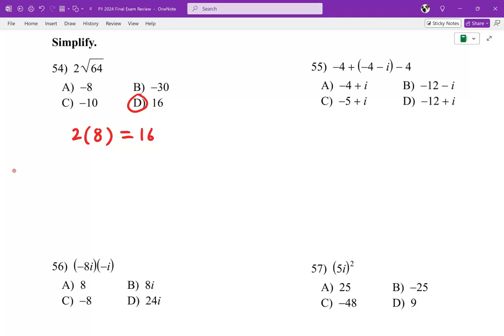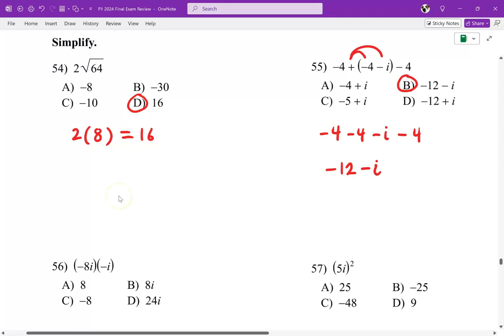So that's 54. Number 55, they just want you to simplify as much as possible. So this becomes negative 4 plus a negative 4. So that's minus 4 plus a negative i. That's minus i minus 4. So negative 4 minus 4 minus 4 is negative 12 minus i. That's B. If you're wondering why I didn't change any of the signs when I distributed the positive, a positive never switches signs, only negatives. If I was distributing a negative, then I would have switched the signs of the terms on the inside. The positives don't do anything, in terms of distribution.